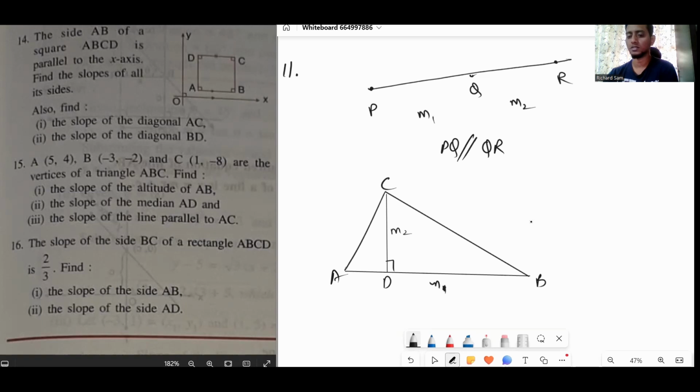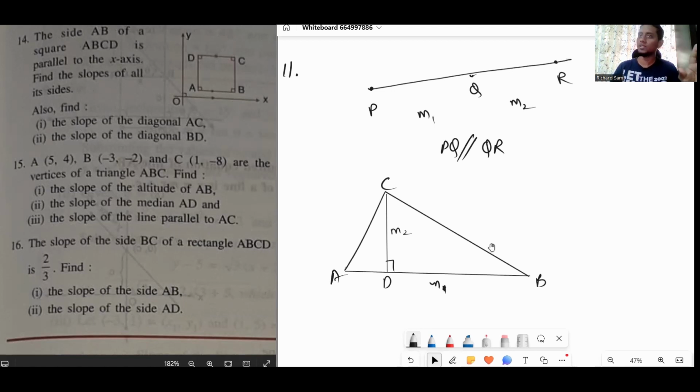CD and AB are perpendicular. No, see, I put the sign here, perpendicular. Altitude is always perpendicular to the base. Whenever you hear perpendicular, think of M1 into M2 is -1. Whenever you hear parallel, think of M1 is equal to M2.